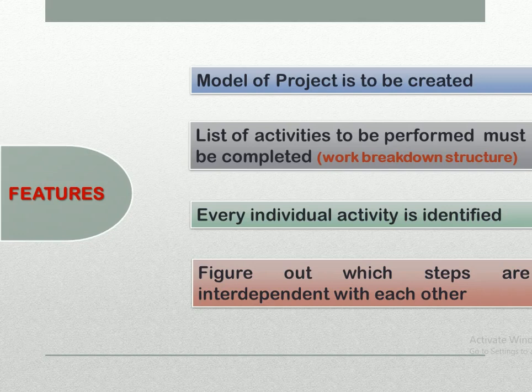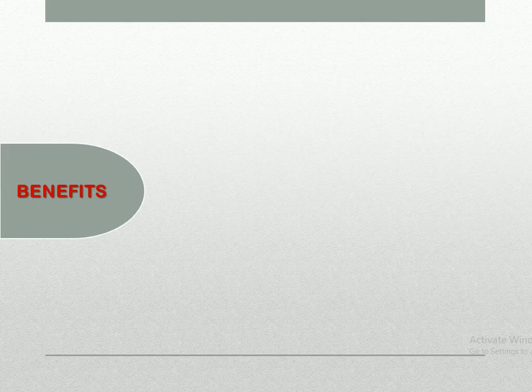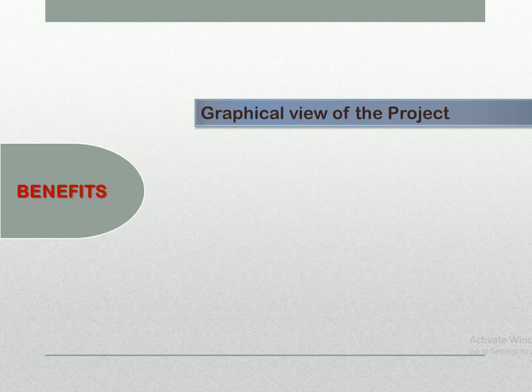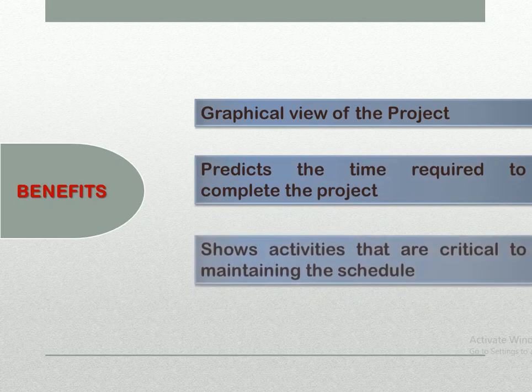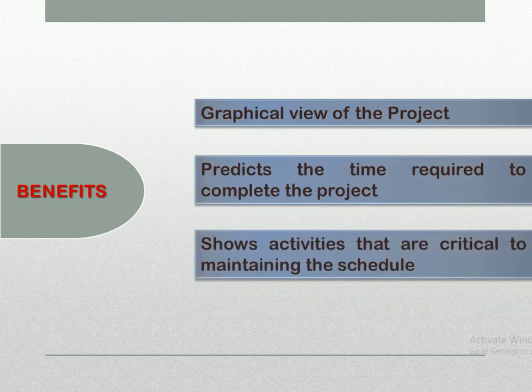The critical path method further helps us to determine the start of the project. This means once you have the project material, only then will you be able to start the project. And if you want that particular project to be completed, then you need to have the resources beforehand. Now, the benefits of the CPM model: it provides us a graphical view of the project. It also predicts the time required to complete the project, and it also shows which activities are critical to maintaining the schedule and which are not.